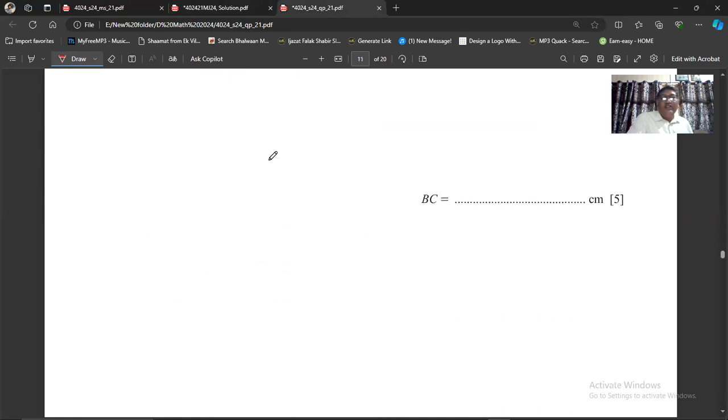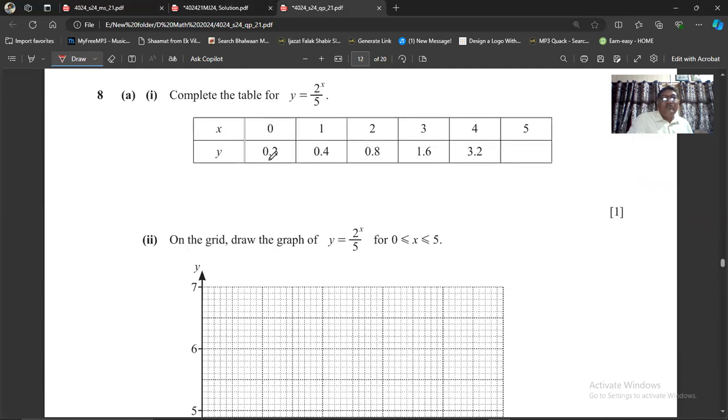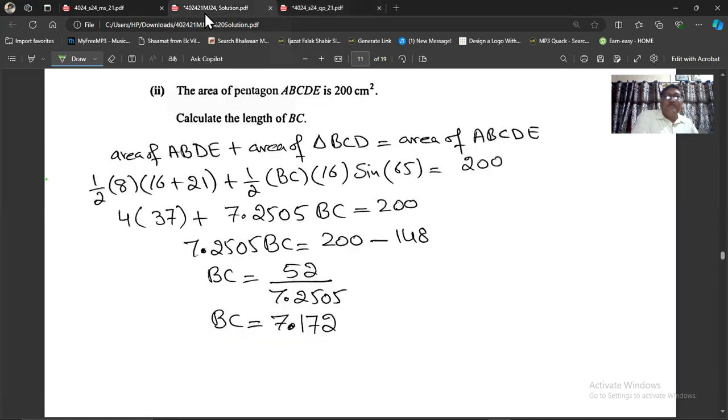Okay, so we are going to the next question, and the next question is question number 8. It's A part. He says, complete the table for y is equal to 2 raised to power x divided by 5. So we have here x is equal to 0, 0.x. A table is given. The values of the x are given. The values of the y are given. The last value is missing. The x is 5. What will be the value of the y? So in your calculator, you will write 2 raised to power 5 equals, divided by 5 equals, whatever the answer comes, you will write there.